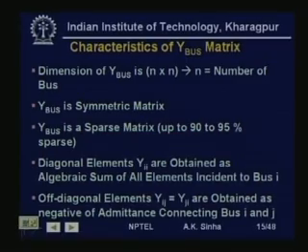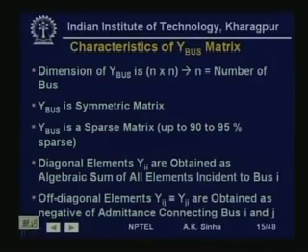This is mainly because the admittance Y12 is the same as Y21, because it is the admittance of the element which is connecting bus 1 and 2, and since this is a bilateral element, the matrix will be a symmetric matrix. Y bus is a sparse matrix. As I said earlier, for the nodes which are not connected to each other, the elements Y i j for those buses are 0.